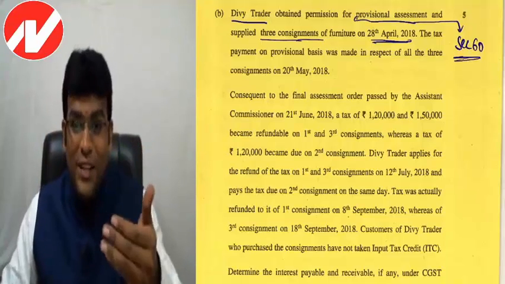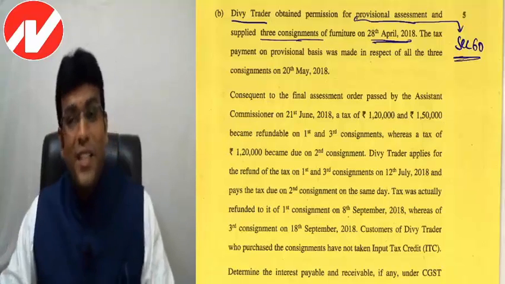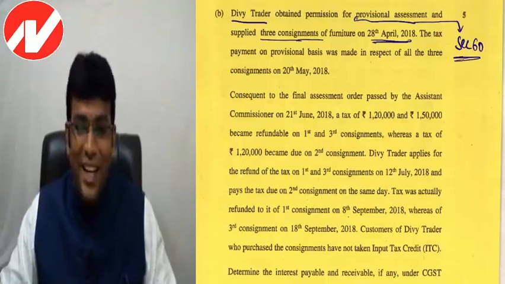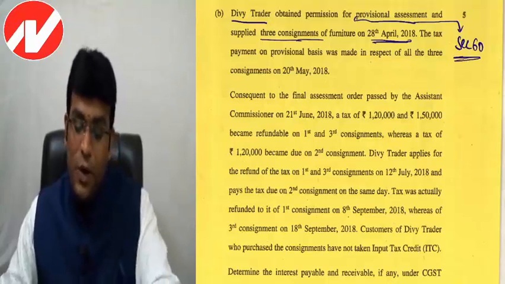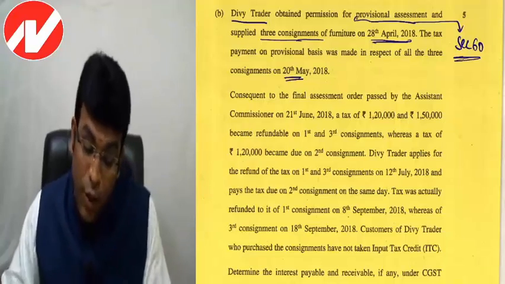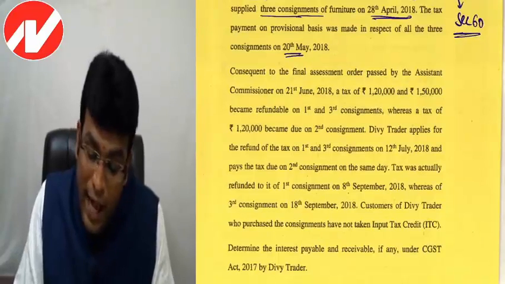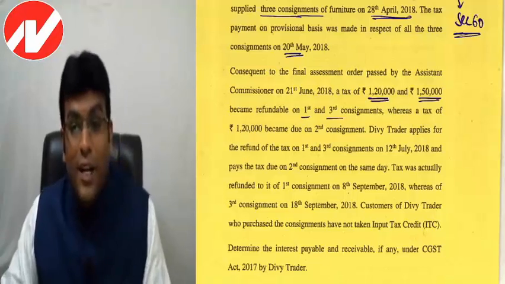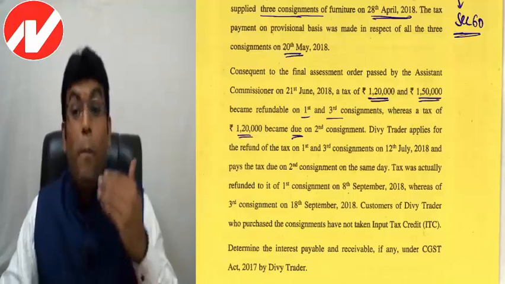And they will give the refund within 60 days. If they don't give refund within 60 days, interest will start from 61st day, my dear friends. Clear? Done. See now. Tax payment on provisional basis was paid in respect of all 3 consignments on 20th of May. Very good. Consequent to final order by Assistant Commissioner on 21st of June, a tax of 120 and 150 became refundable on first and third consignment, whereas tax of 120 became due. Due means what? We have to pay.